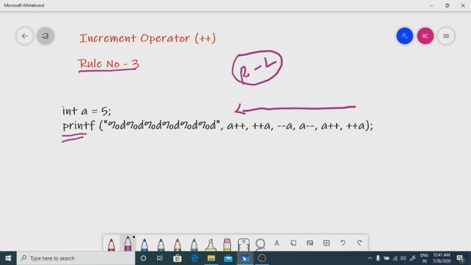Now let us trace this particular program. A equal to 5. So memory will be allocated to A and it is initialized with 5. Now plus plus A. Plus plus is there before A, so first increment. 5 will become 6. Then it will be printed. Here A plus plus. So first use the value, that is 6. Then increment, 6 will become 7.